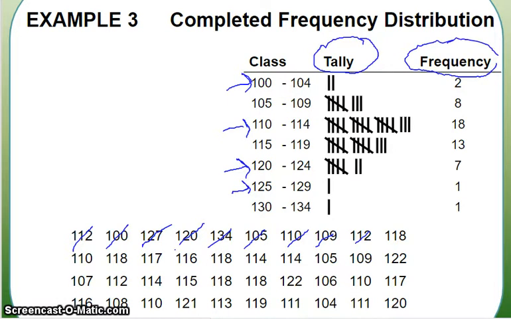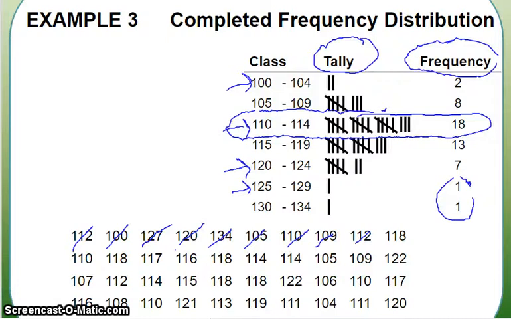One of them I just got because I tallied my numbers in, and then the other one is just a recap of what I found. And so we can see from this frequency distribution that the most number of states had between 110 and 114 degrees as their record high temperature. And then we've got these two low ones down here, with one apiece. And we've got two low ones on this end from the 100 to the 104.